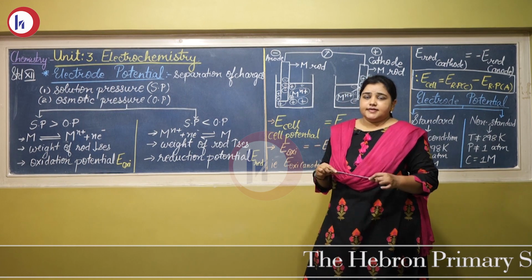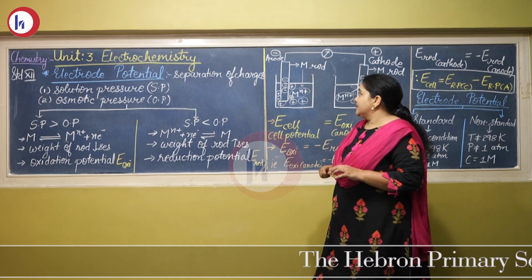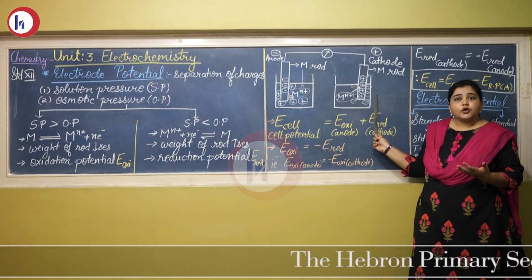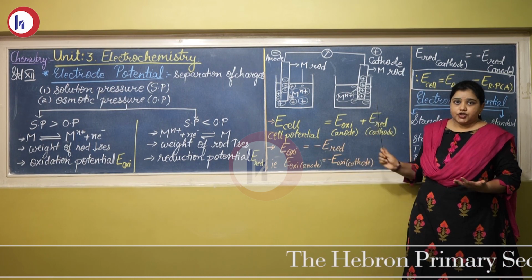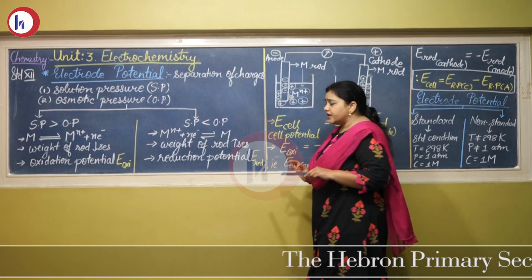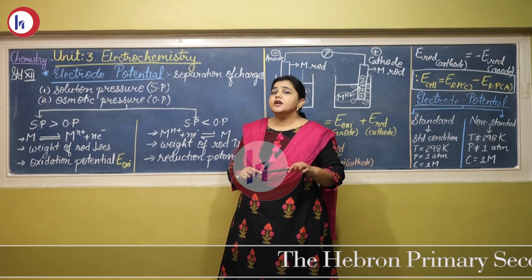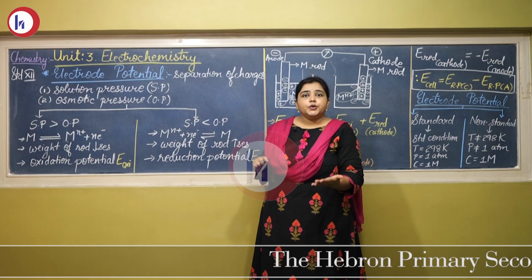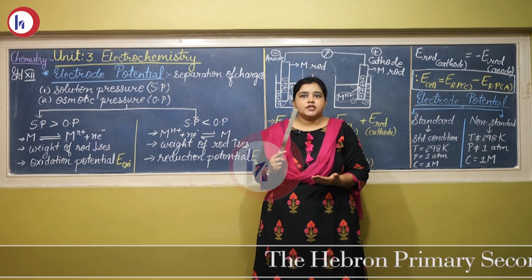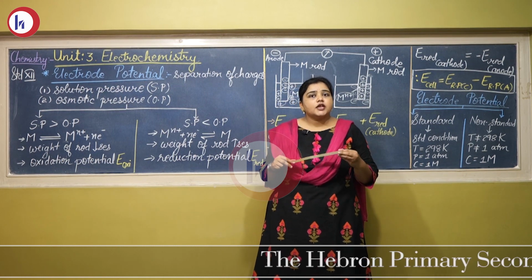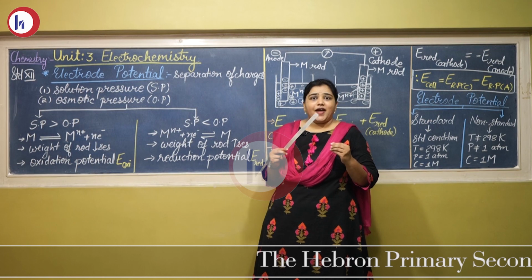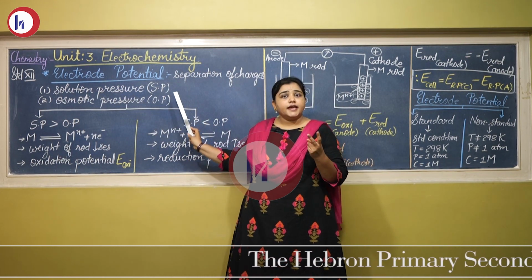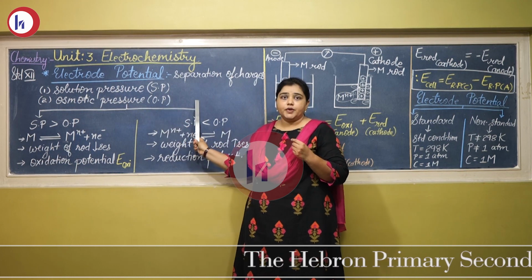Now the question arises, why does the anodic half cell undergo oxidation? Why does the cathodic half cell undergo reduction? Students, this is not given in your textbook, but still we have to discuss it from the point of view of JEE and NET exams. Okay, we need to discuss why the separation of charges occurs. Separation of charges occurs due to two factors. The first is the solution pressure (SP) and the second is the osmotic pressure (OP).